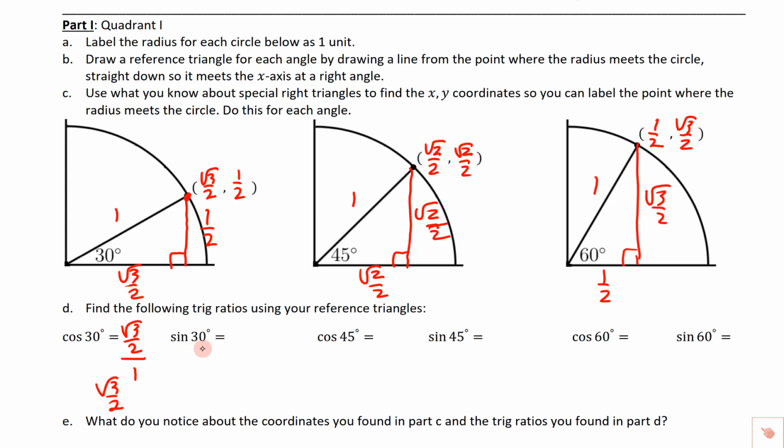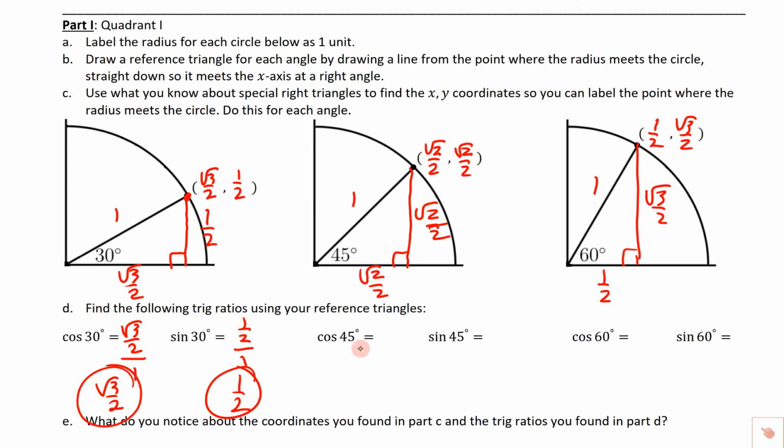I want to find the sine of 30 degrees. So Lydia, what two sides are involved in the sine ratio? Opposite and hypotenuse. Okay, so the opposite side is 1/2 and the hypotenuse is 1. So if I simplify that, Keely, what do I get? I get 1/2. Okay, perfect. I got the cosine of 30 and I've got the sine of 30. Let's come to the next one.